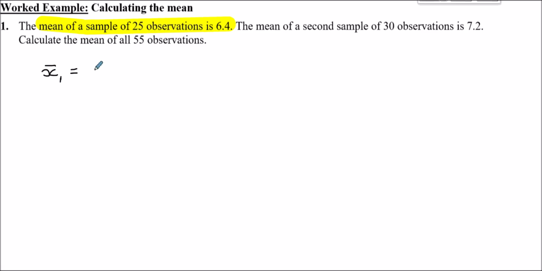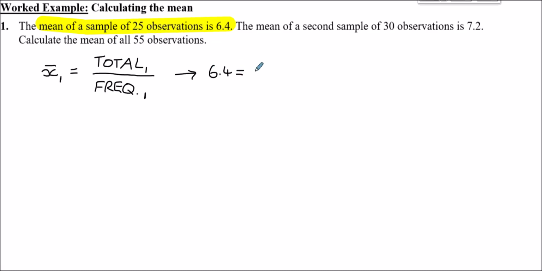Remember, we calculate the mean by taking the total of all values, so the total of group 1, divided by the frequency, how many items are in the group. So again, I'm going to call this group 1 as well. So substituting in what we know, we're told the mean is 6.4.